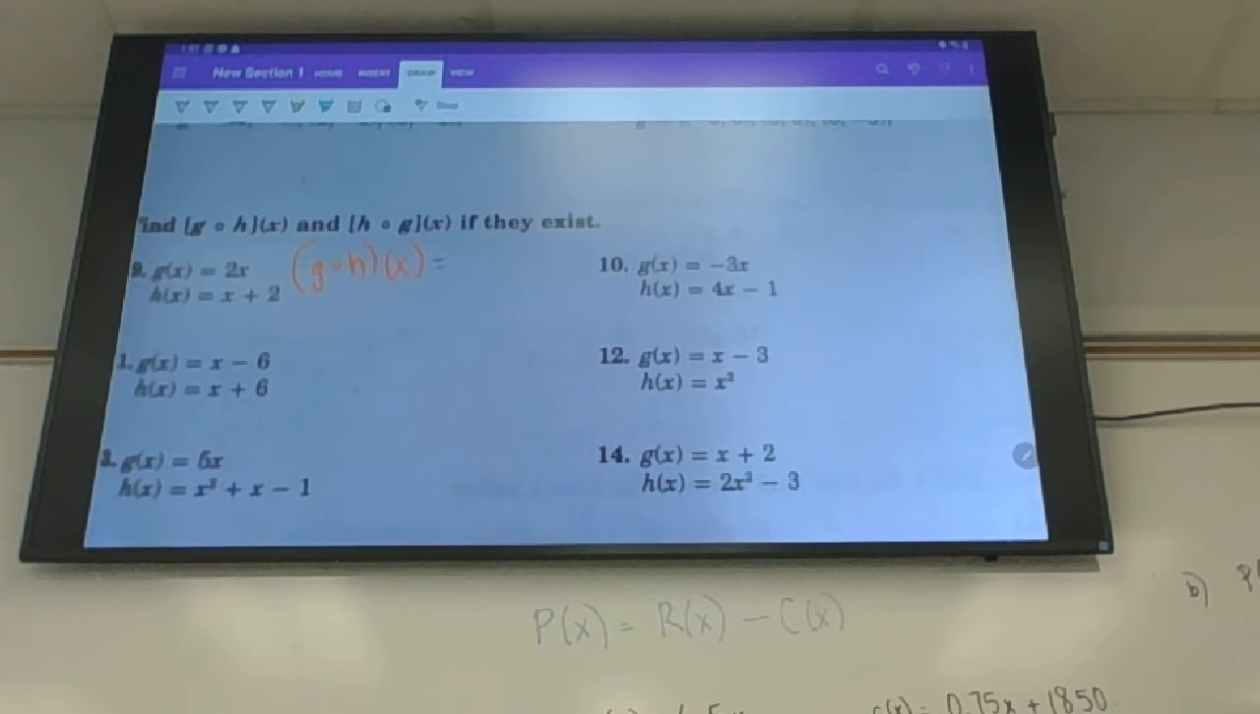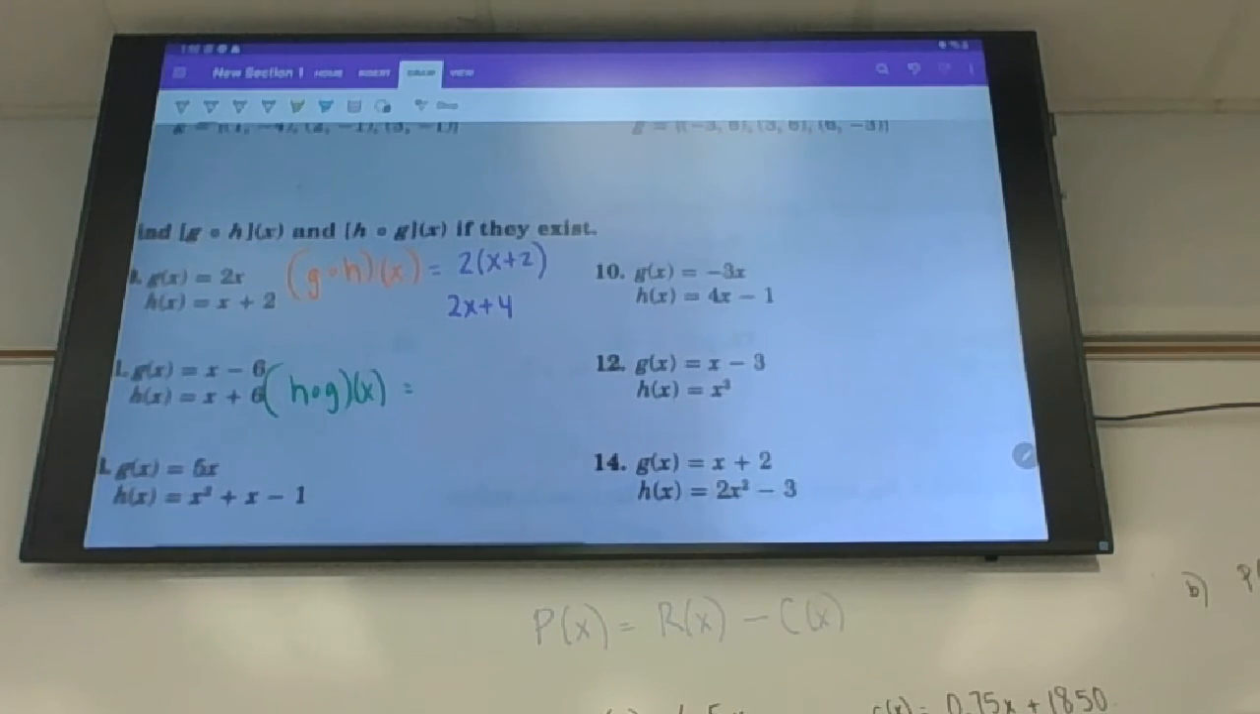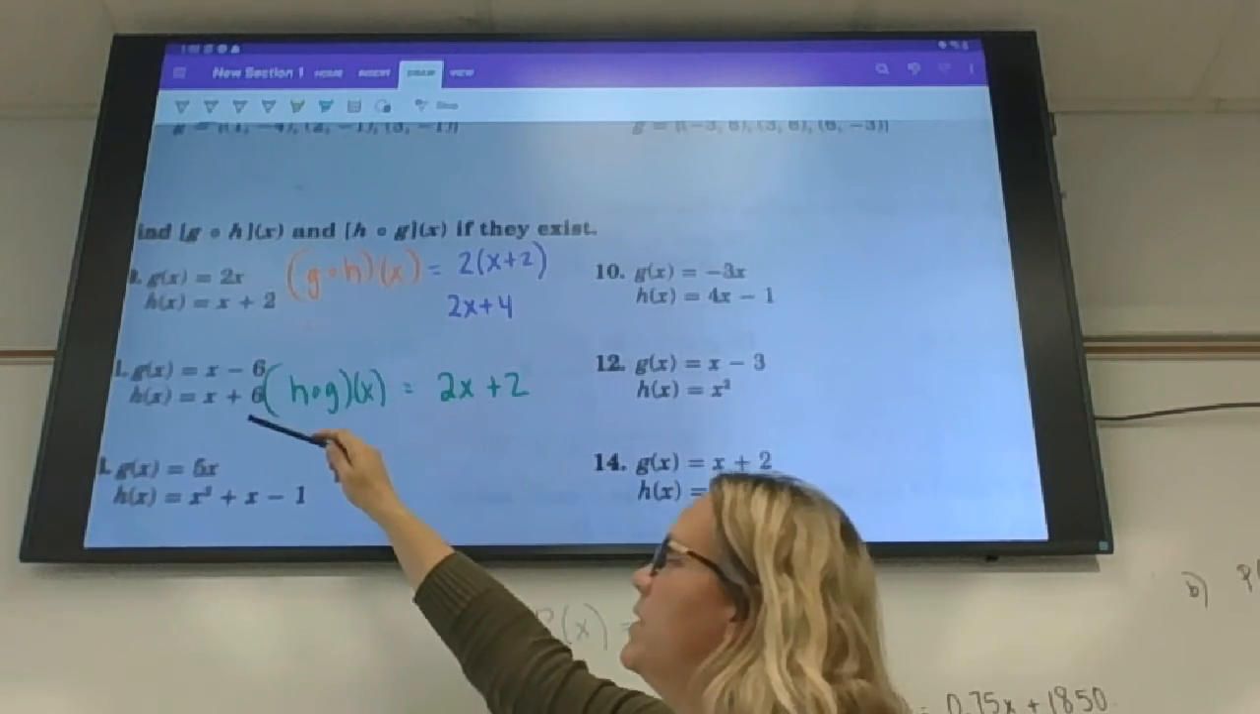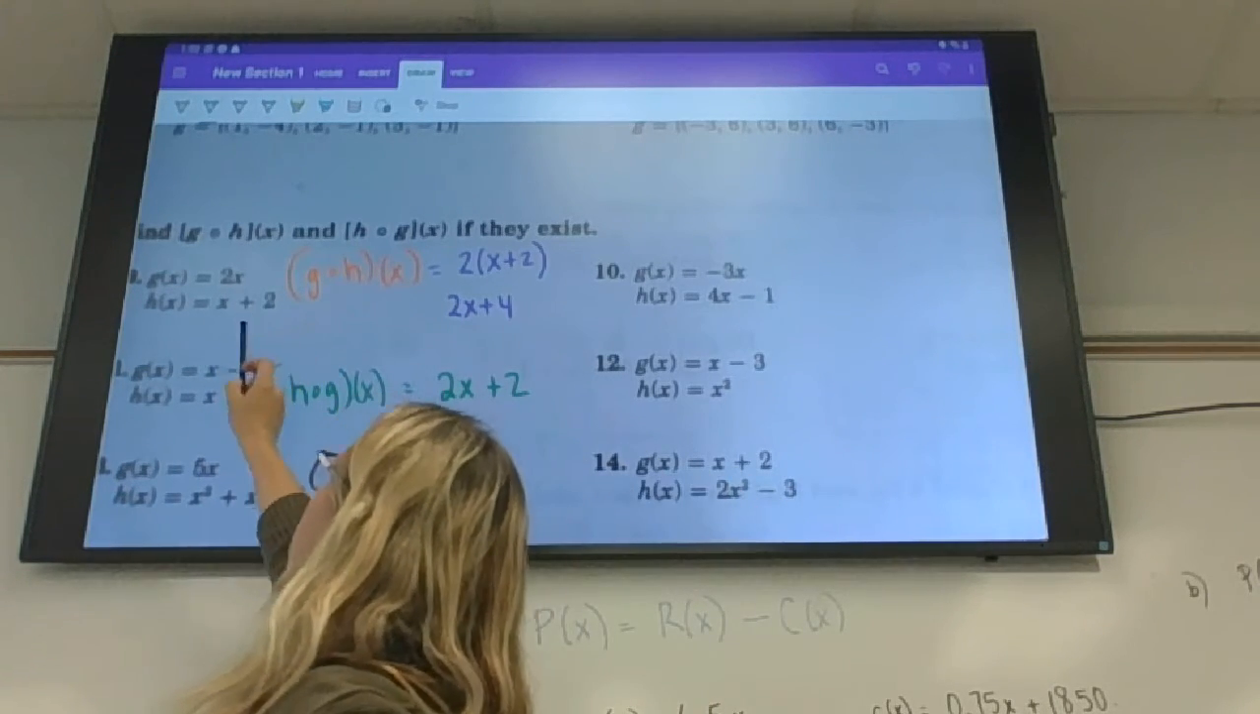Alright, so this time I'm plugging h into g, so that's going to be 2 parentheses x plus 2. That's 2x plus 4. And I'll go the other way. I'll plug g into h, and that just stays 2x plus 2. You might want to check this. You may have been tempted to write 2x squared. But this x goes out and the 2x goes in.